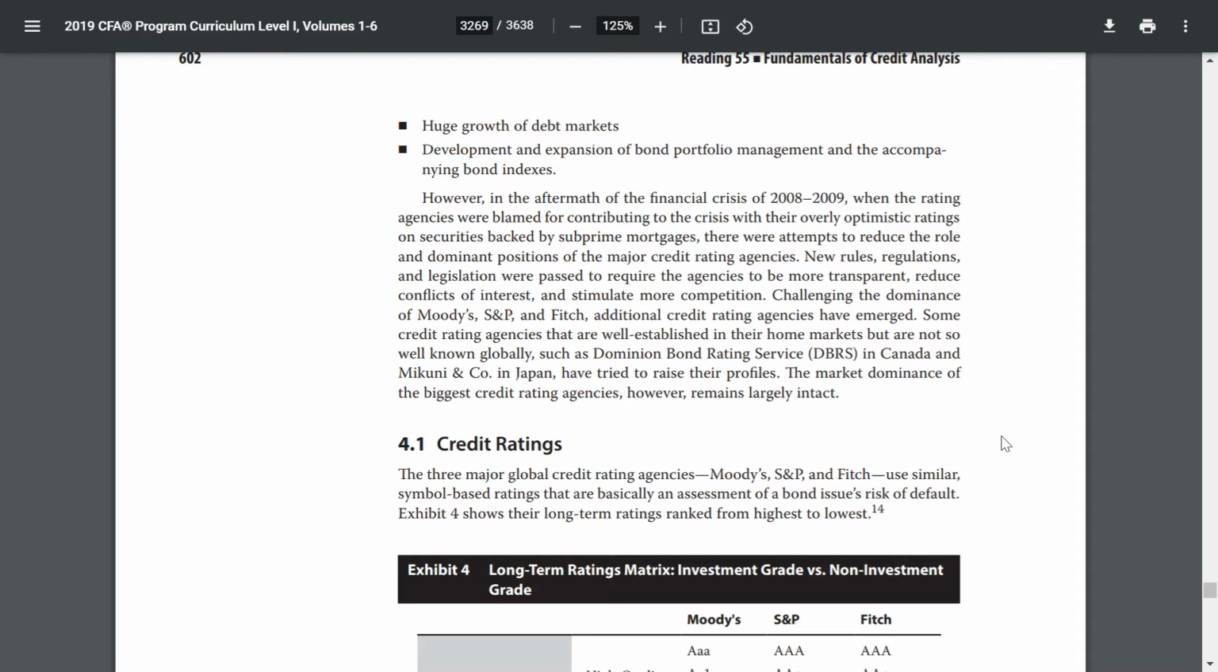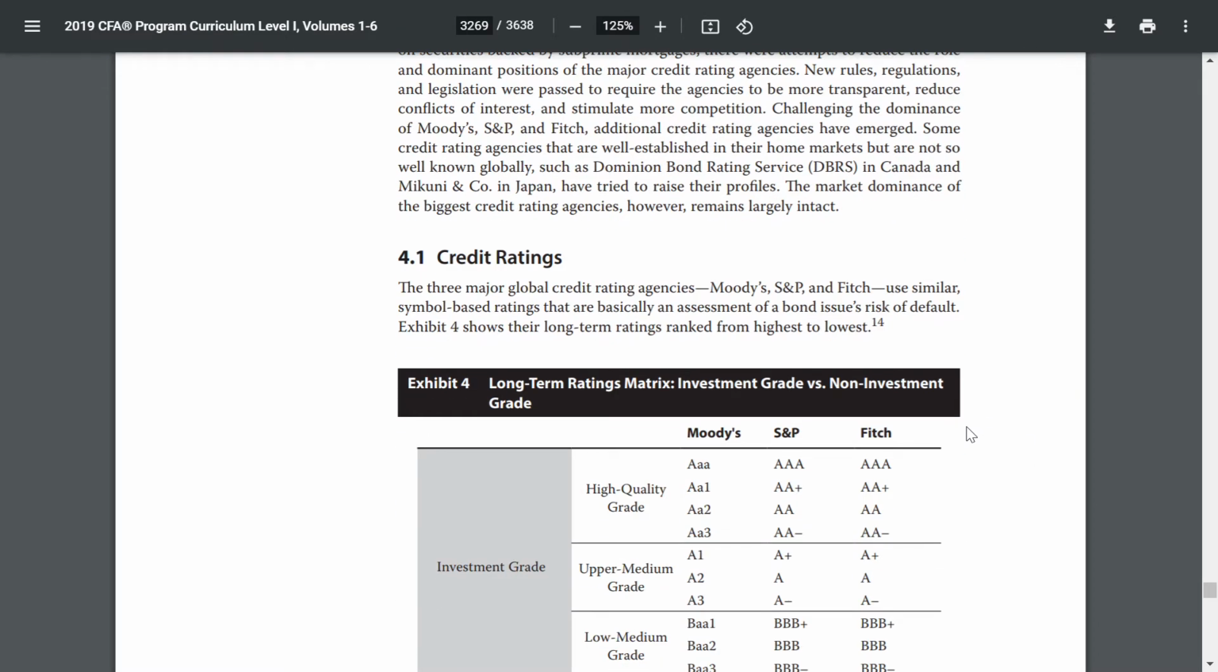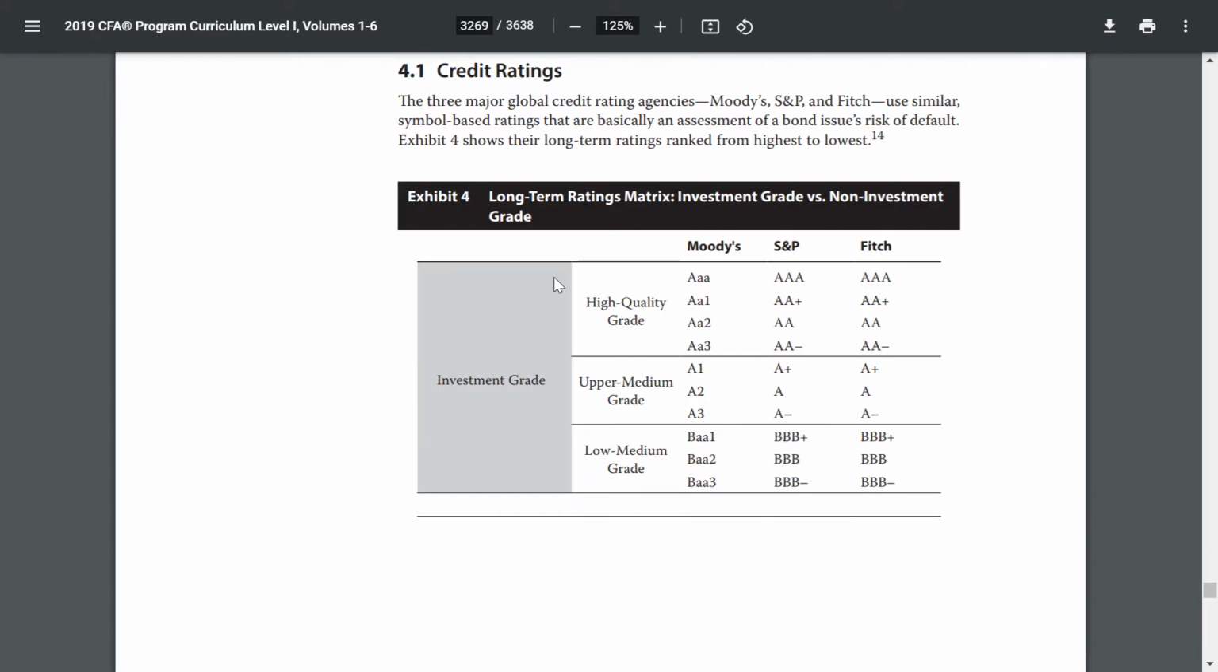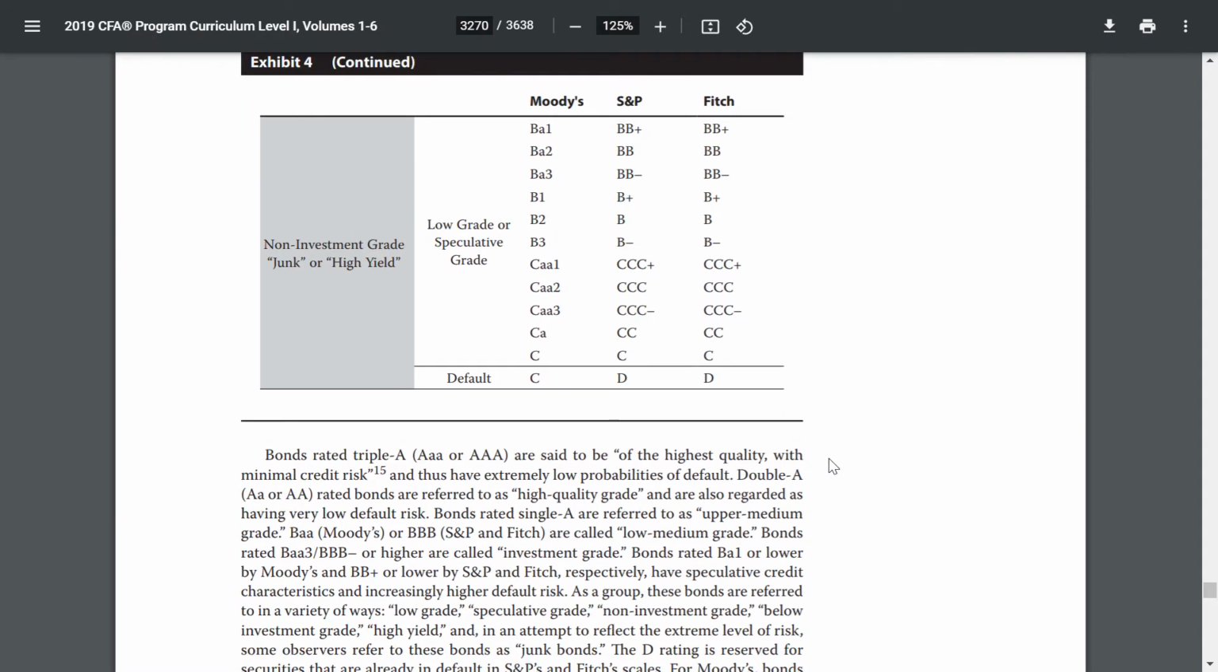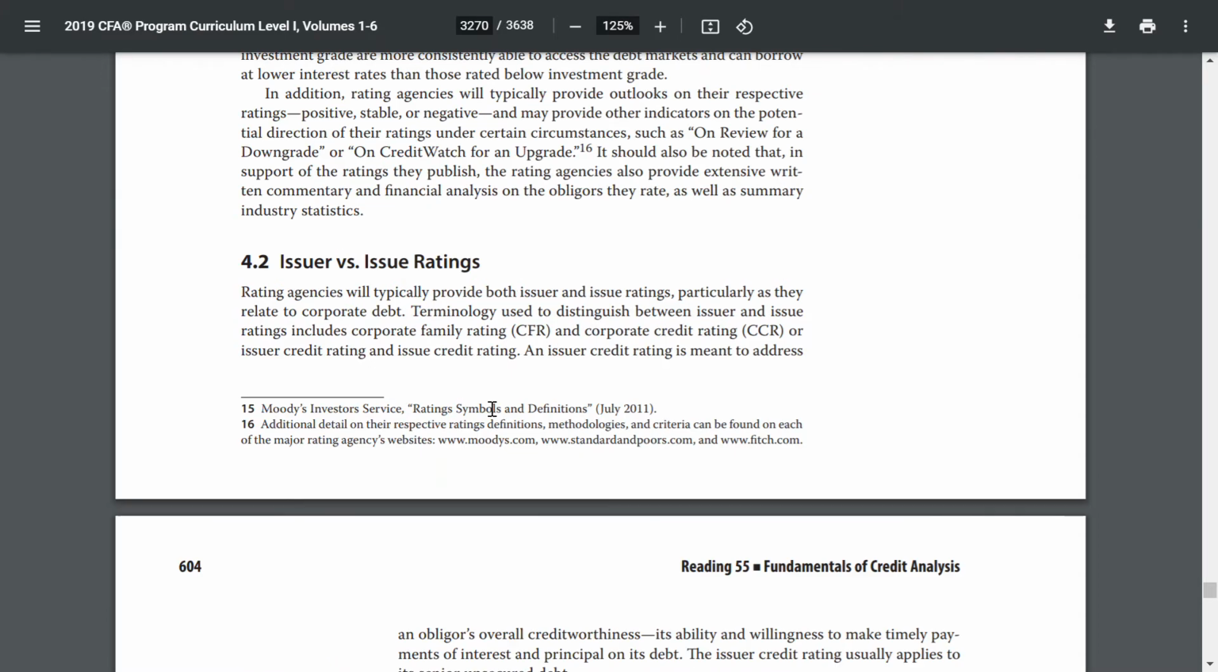The three major global credit rating agencies, Moody's, S&P, and Fitch, use similar symbol-based ratings, which are basically an assessment of the bond issuer's risk of default. Exhibit 4 shows the long-term ratings ranked from highest to lowest. The worst you could get is a D, which is default. D for default. Okay, so this is just interpretation of it.